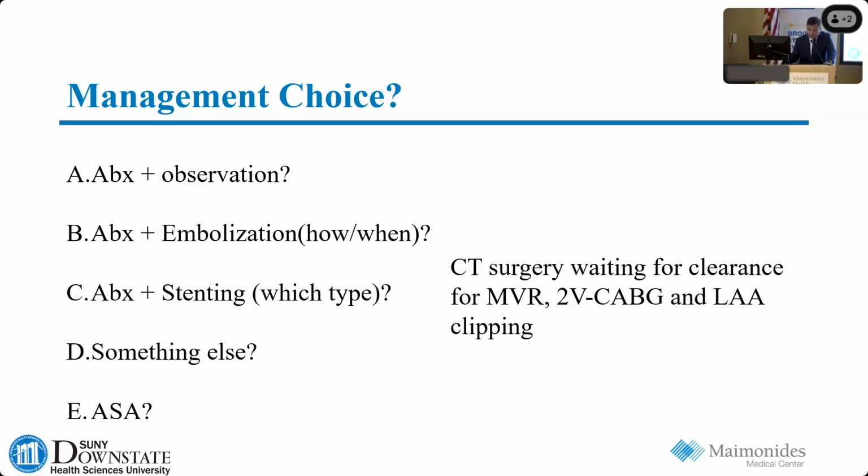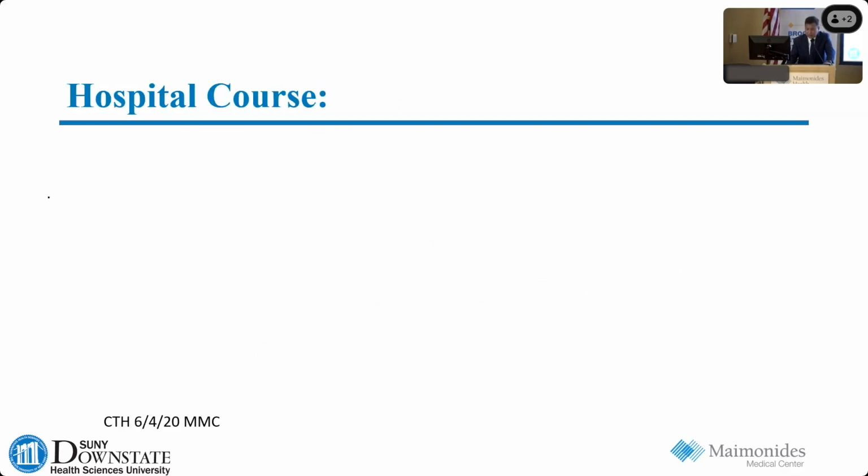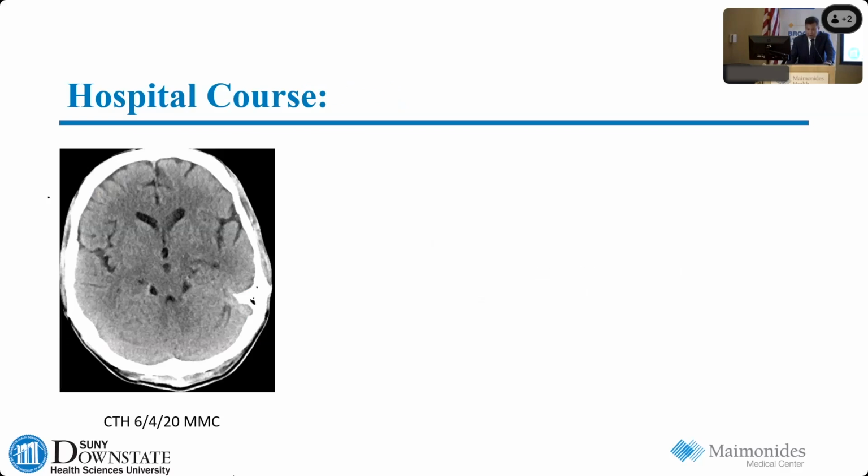Endovascular embolization, how and when? And if not, should we do surgery as the other case was done previously? What about something else? Do we put this patient on aspirin? These are all the questions we faced at the time. We wanted to see whether the antibiotics could make a difference, because it's a relatively small 7 mm aneurysm, and if it's stable, we followed him with serial intracranial imaging with CT scans.